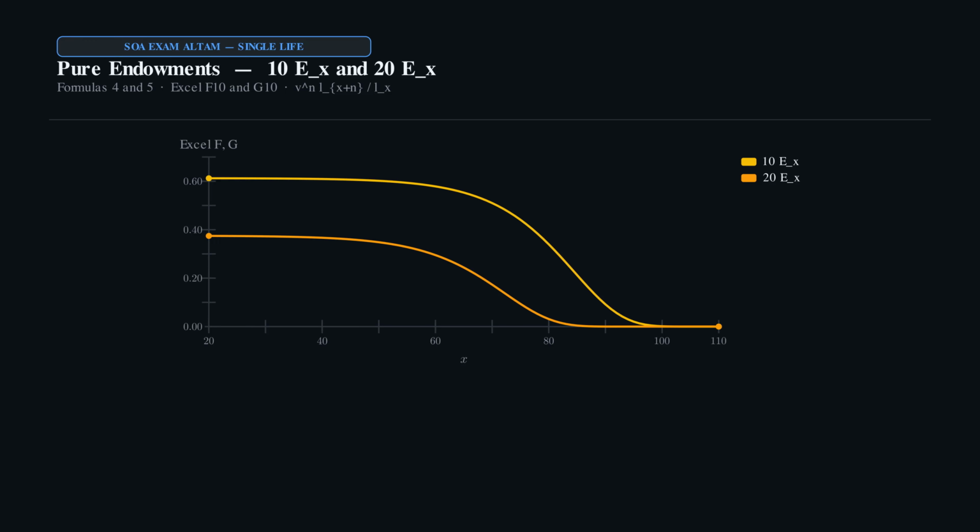Both curves fall with age. 20E always sits below 10E because it discounts 10 extra years and a thinner radix. They share the same V and the same L column. After about age 90, 20E is visually 0 on this scale. That is the Excel G column, not a rounded SOA table value.